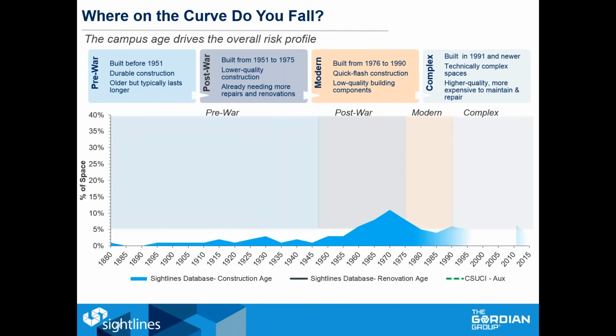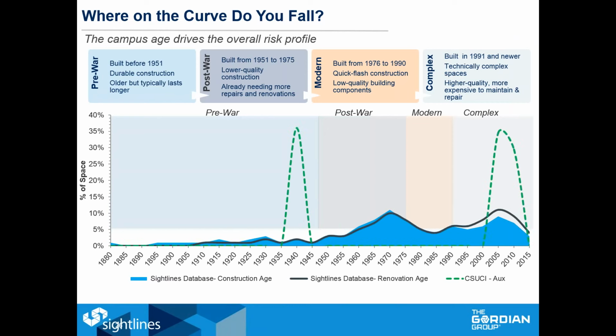Some examples. We plot every school on that same graph that we looked at before. A school that has a lot of spaces in the pre-war era is very different than a school that has a lot of newer facilities. The capital needs are different. The daily service needs are different. It tells us a lot.